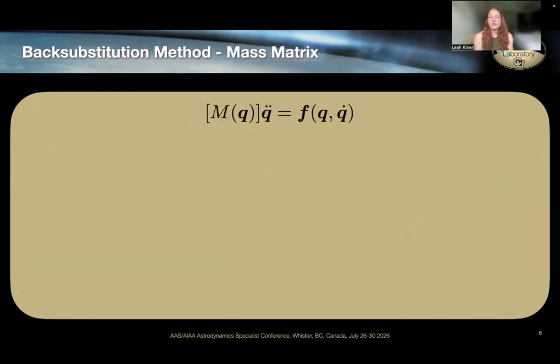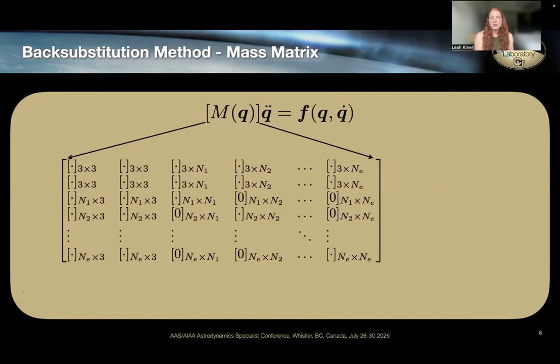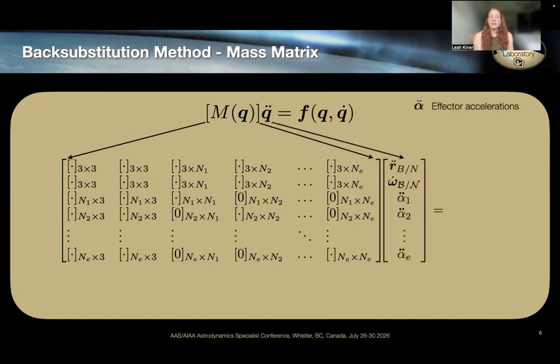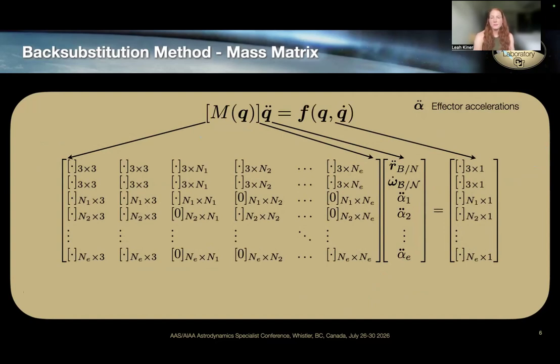Okay, so here are the equations of motion for this type of spacecraft system. On the left-hand side, we have our mass matrix multiplied by our state acceleration vector, where we see our hub accelerations are those first six equations, and then our effector accelerations are grouped in those other equations. Then the right-hand side is all of the other terms that are not coupled with the acceleration of our system.